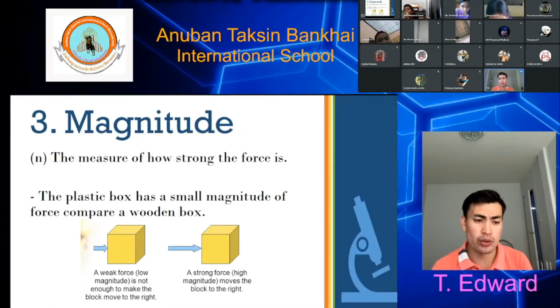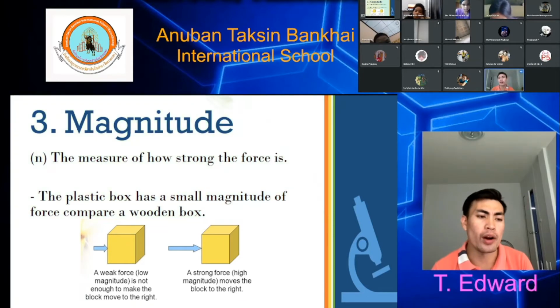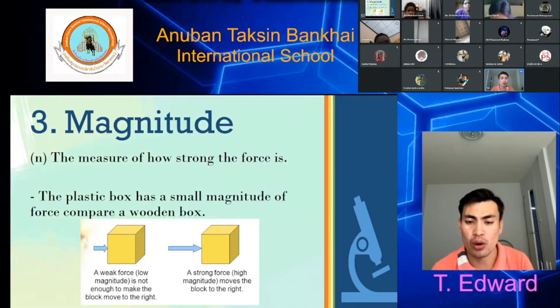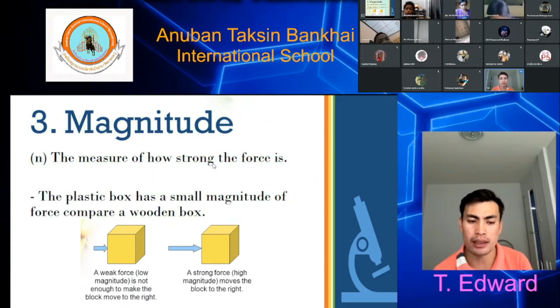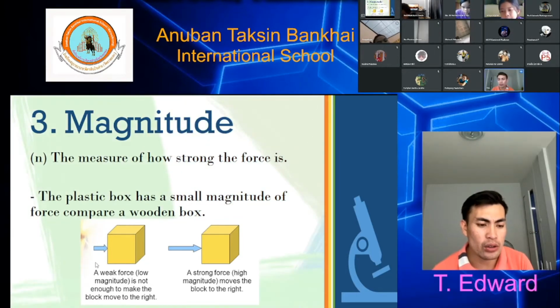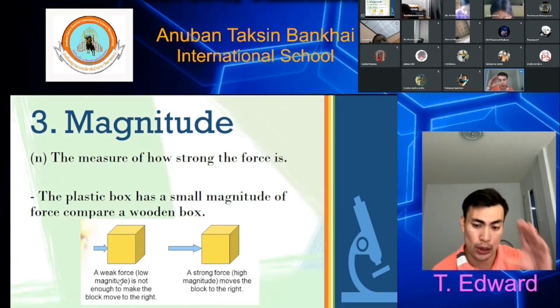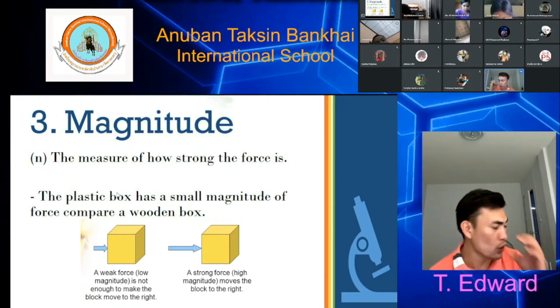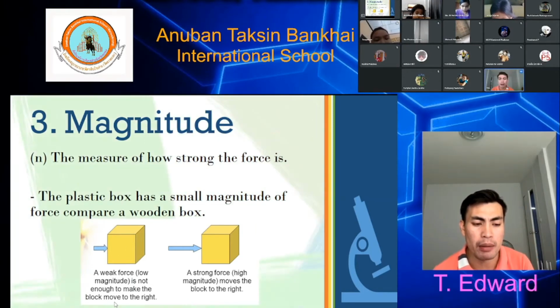Now let's go to number 3. Magnitude. Another term for magnitude is the size or the measure of how strong the force is. So for example here, how many boxes can you see? 2. Okay, so the first one here, it says a weak force, low magnitude. So the magnitude here is low. It means the force is low also.